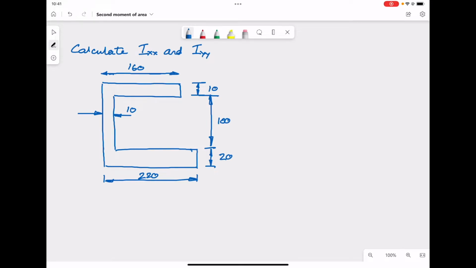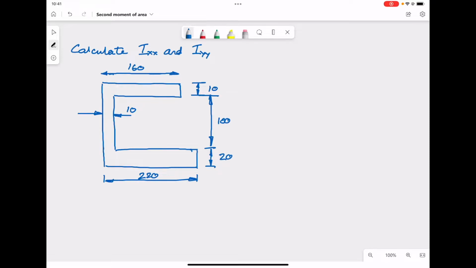In this example, we have to calculate the second moment of area for our C section about a horizontal axis and about a vertical axis that goes through the centre or the centroid for the given shape. Before we work out Ixx and Iyy, we have to calculate the position of the centroid, which is denoted by X bar and Y bar.